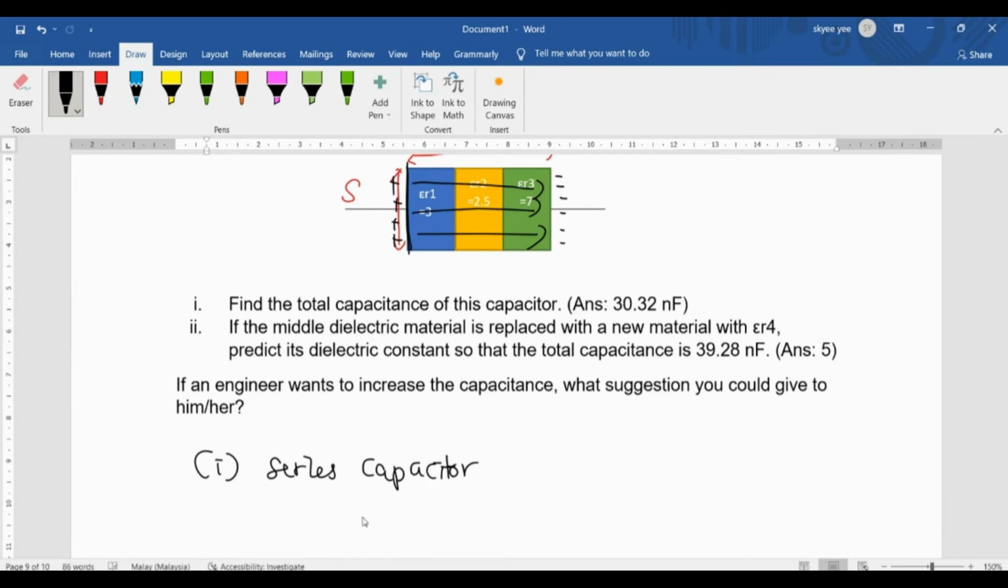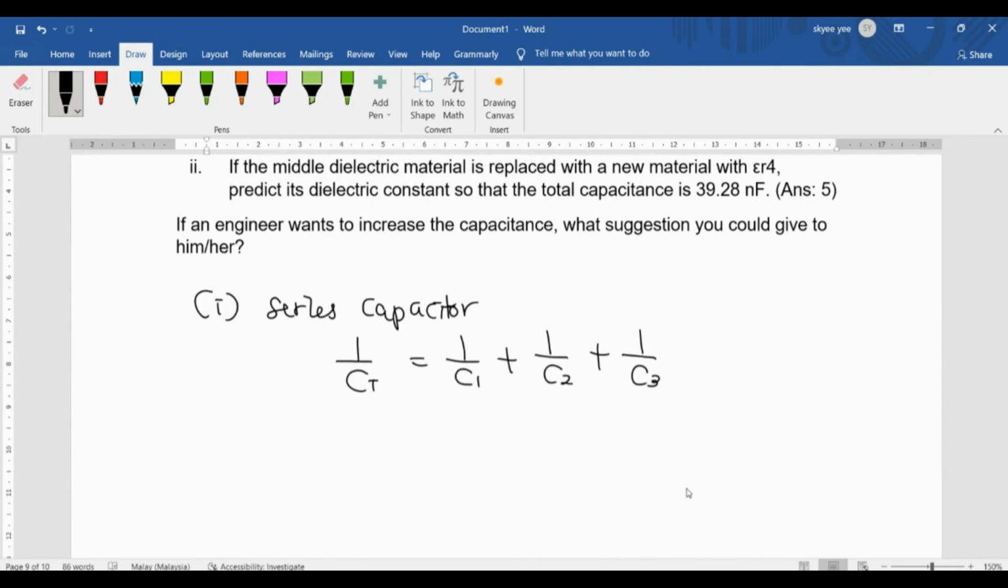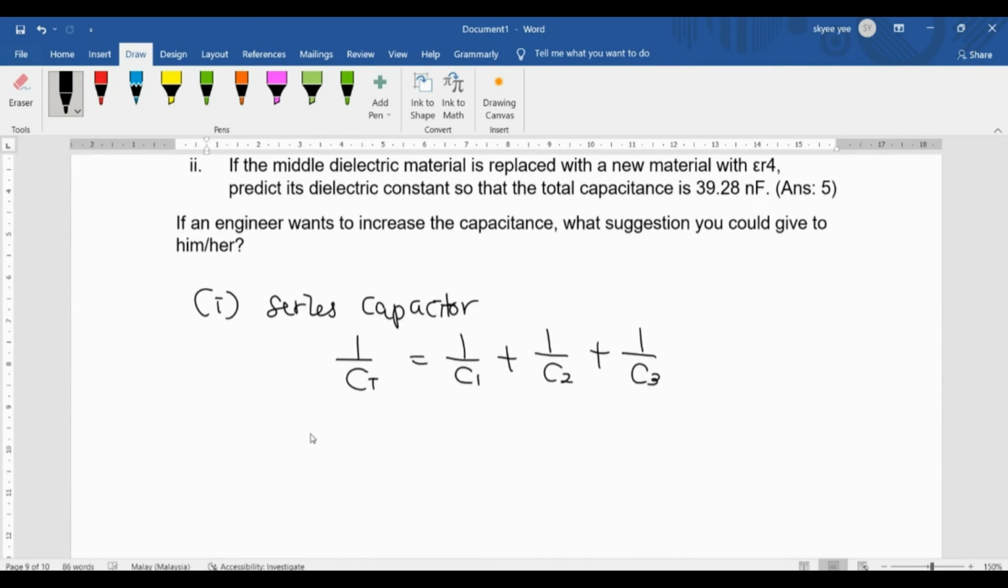So you are going to find the series capacitance. What is the first formula for the series? 1 over CT equals 1 over C1 plus 1 over C2 plus 1 over C3. So what is C1? C1 equals epsilon A over D1. Let's put it this way.